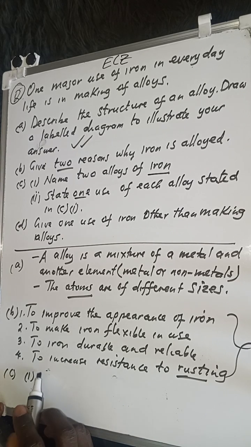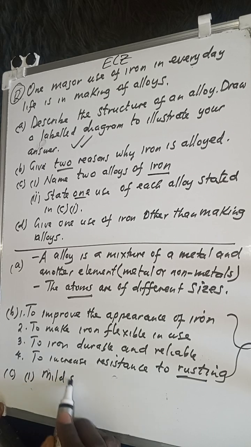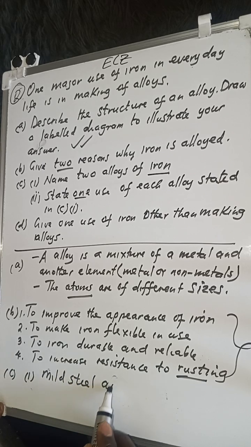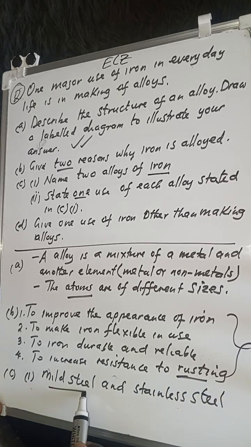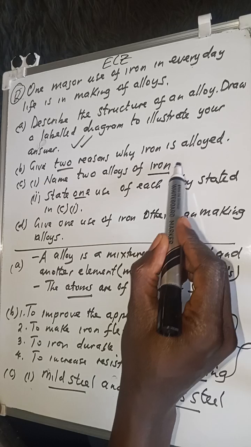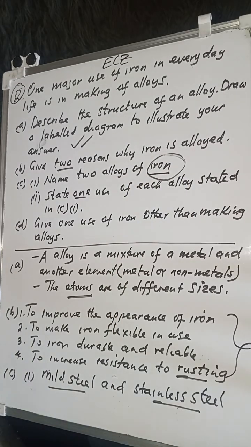You can simply talk about mild steel and stainless steel, which are alloys of iron. Brass and bronze are alloys of copper. They mainly contain copper. So that is what you need to remember. Sometimes instead of mild steel, you can also talk about industrial steel here. So it is also possible.